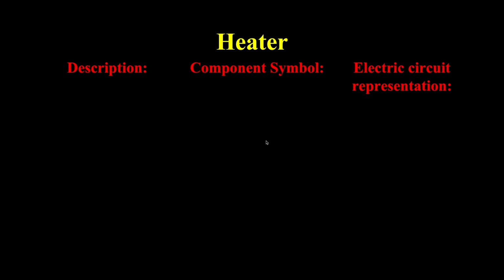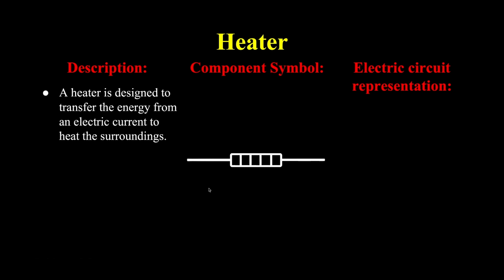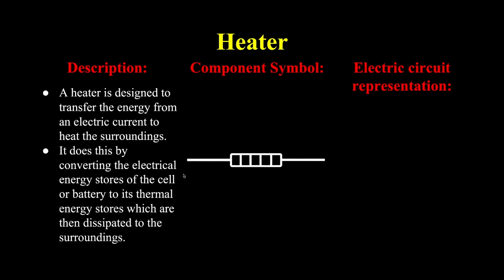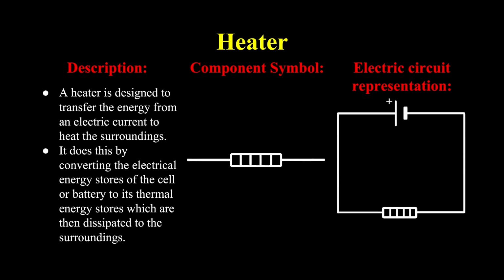Now let's look at heaters. Here's the component symbol for a heater. A heater is designed to transfer the energy from an electric current to heat the surroundings. It does this by converting the electrical energy stores of the cell or battery it's connected to into thermal energy stores, which are then dissipated to the surroundings. And here's a representation of a heater in an electric circuit.